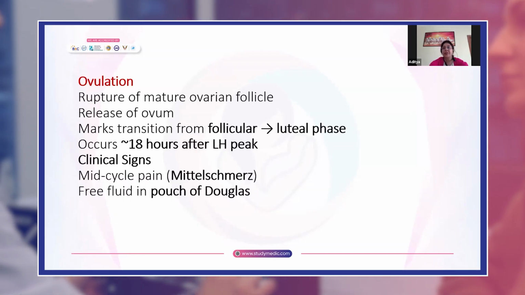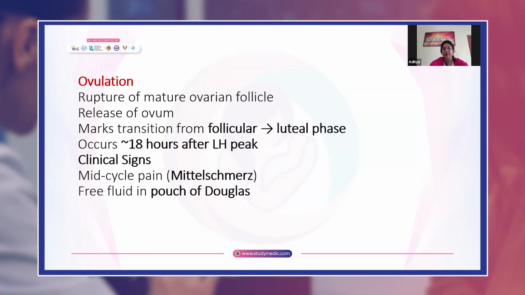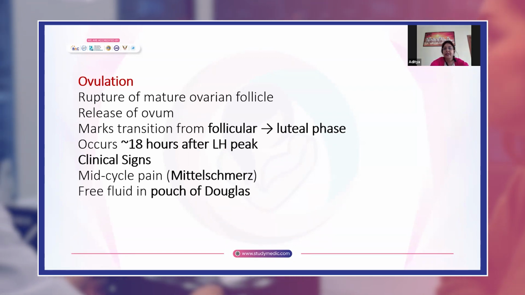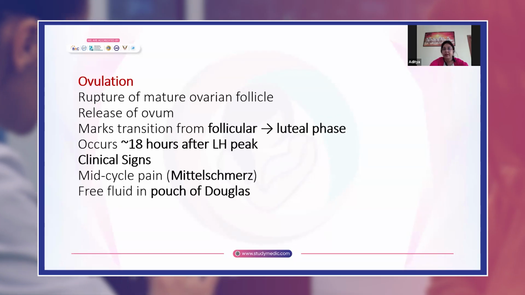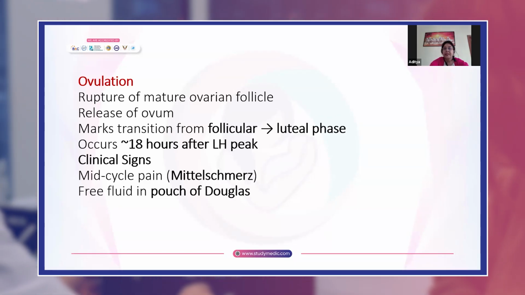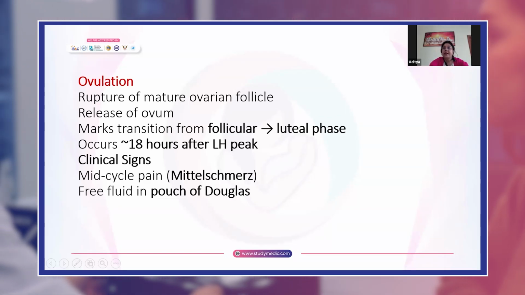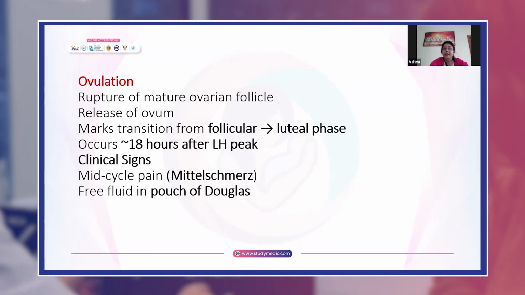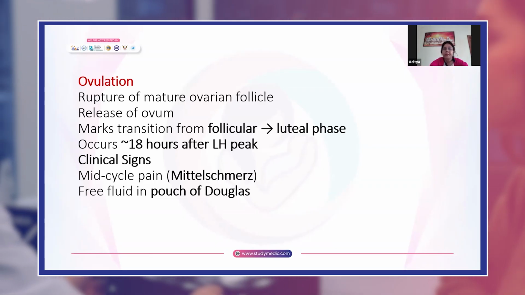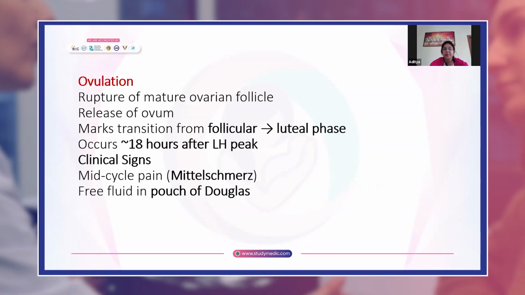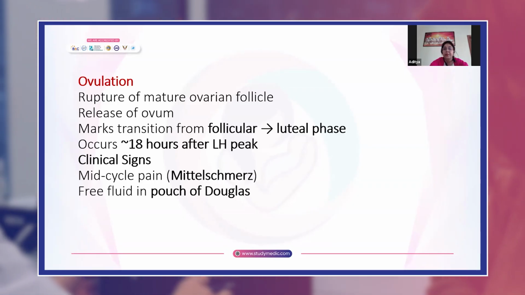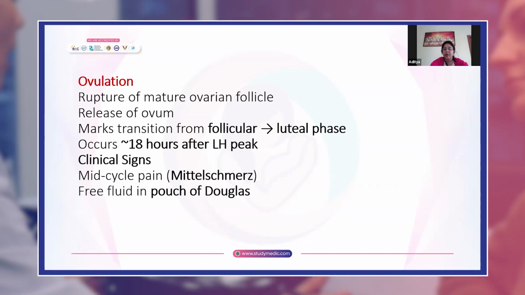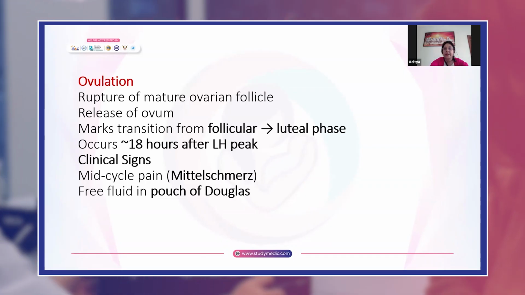What will happen in ovulation? Two SPA questions from ovulation. Ovulation occurs 18 hours after the LH peak and 36 to 48 hours after the LH surge onset. So please remember this. During the mid-cycle, many women or girls complain of mid-cycle pain, because the free fluid in the pouch of Douglas causes local peritoneal irritation.